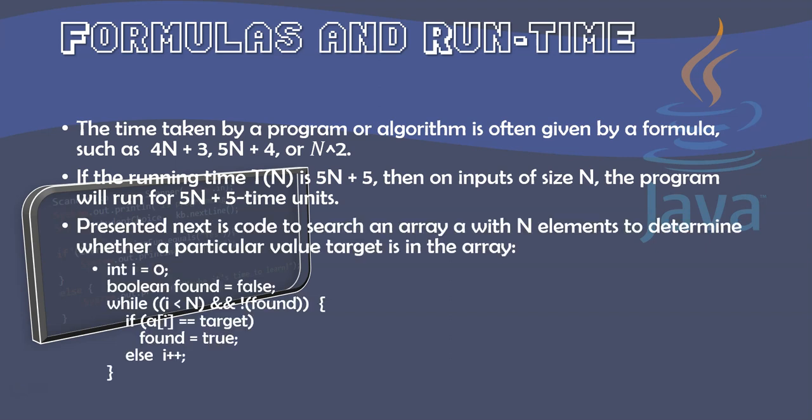Now, if we look at this line of code, this is simply searching an array to determine whether or not a particular value is in the array. We say int i equals 0, boolean found equals false, while i is less than n and it is not found, if a of i, so it's looking to see if that value is the target value, well, we're going to set found to true, and then obviously that would affect our loop, else i++, so we're going to iterate through to the next value.